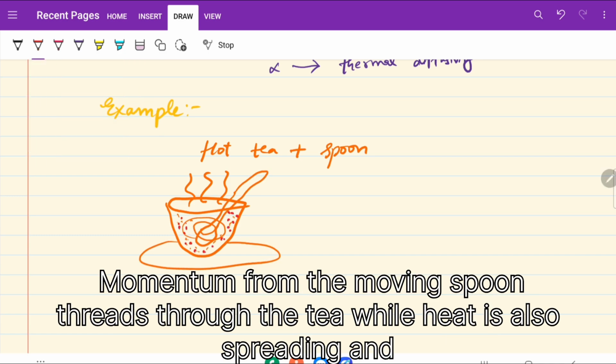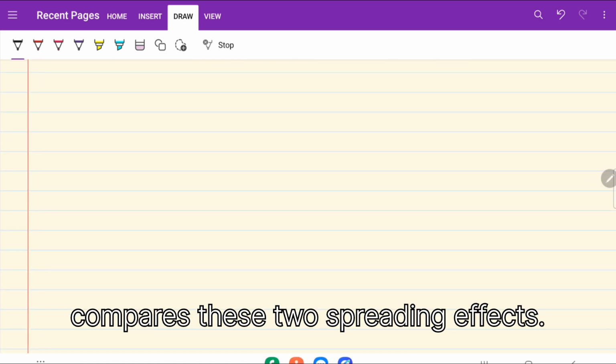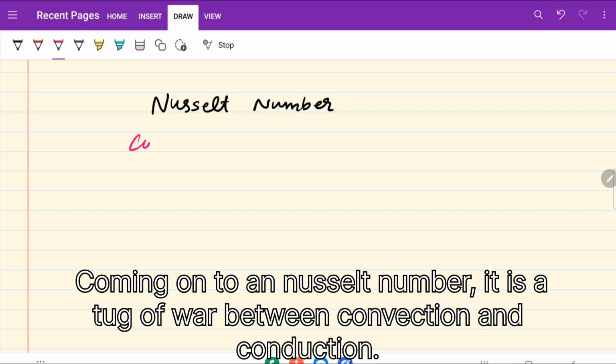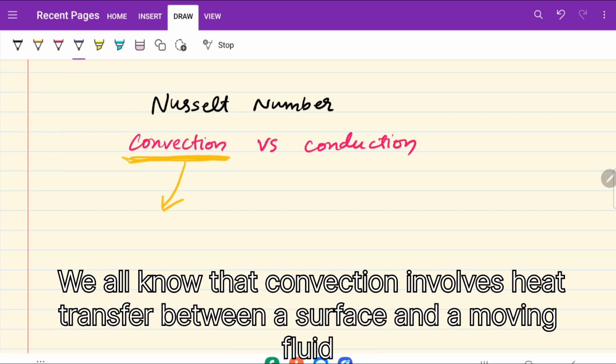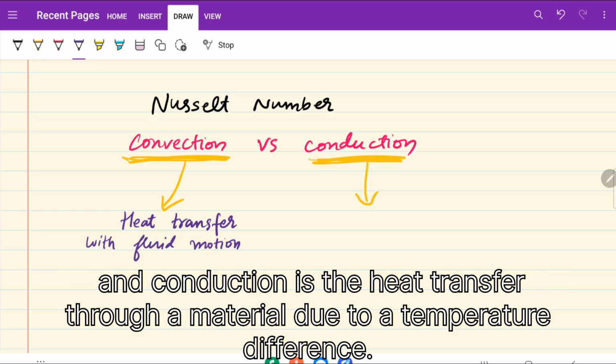A simple example would be: imagine a spoon moving through hot tea. Momentum from the moving spoon spreads through the tea while heat is also spreading, and Prandtl number compares these two spreading effects. Coming on to Nusselt number, it is a tug of war between convection and conduction. We all know that convection involves heat transfer between a surface and a moving fluid, and conduction is the heat transfer through a material due to a temperature difference.